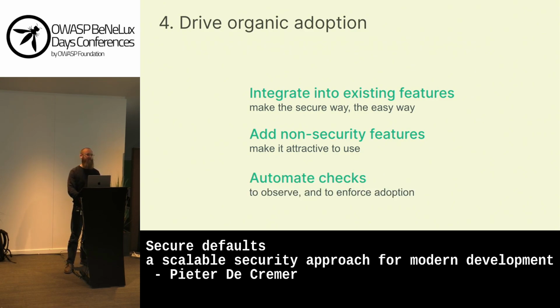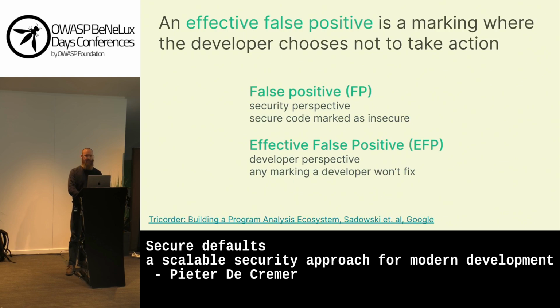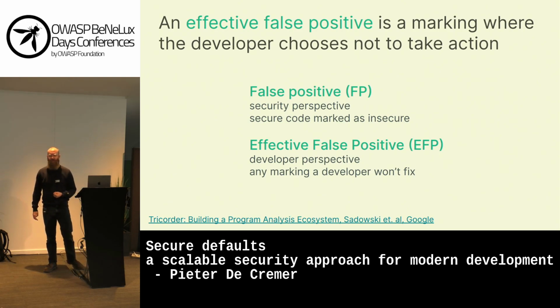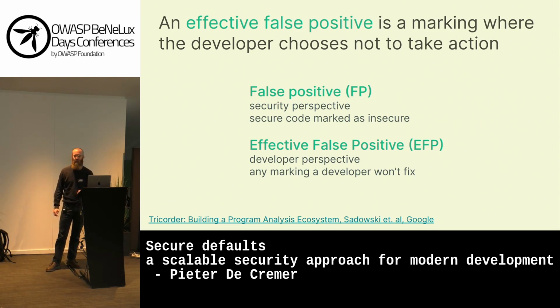But until you have the bandwidth to do that, you can try to automate checks to observe and maybe enforce adoption if that's how you want to go in your company as well. But be careful when you do this. Do it the right way. Use developer-oriented tools. And the concept that I want to hand to you to help you do this in a developer-friendly way is the concept of an effective false positive. I have a link to a paper down below. This is Tricorder, a tool by Google that they use in-house, and it's a very interesting paper.